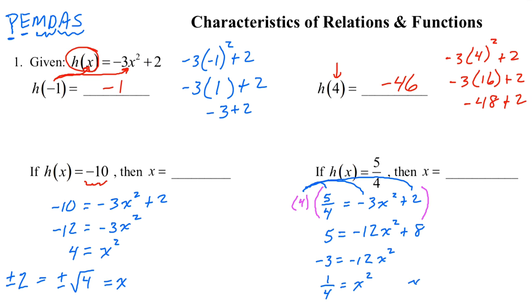And then when you take the square root, once again, you're going to have a plus or minus square root of 1/4, which simply means when you take a square root of a fraction, you take the square root of the numerator over the square root of the denominator. So plus or minus 1/2 would be your solution here.